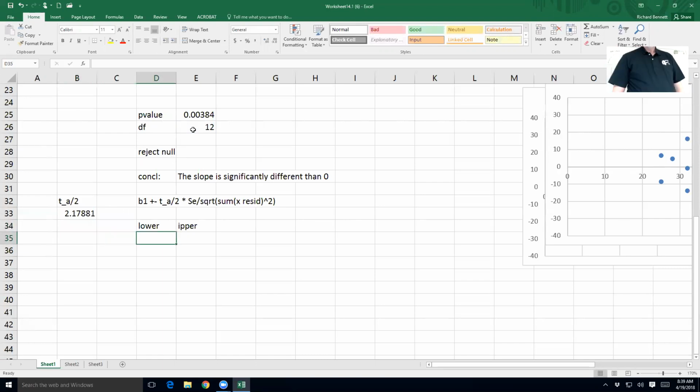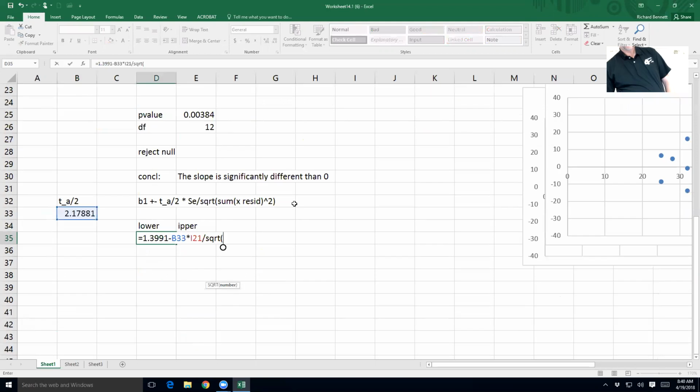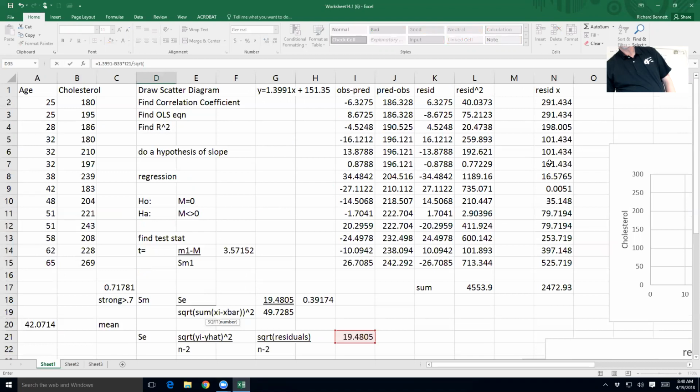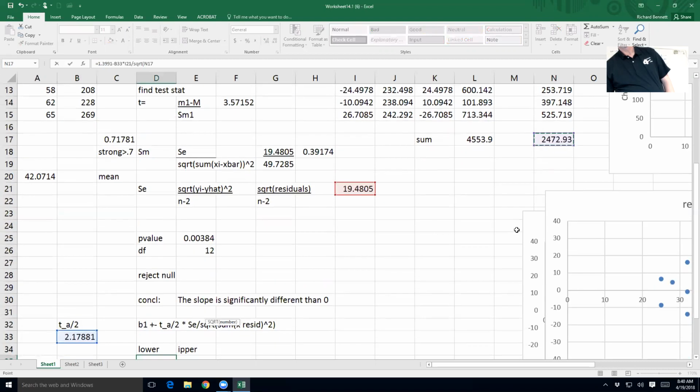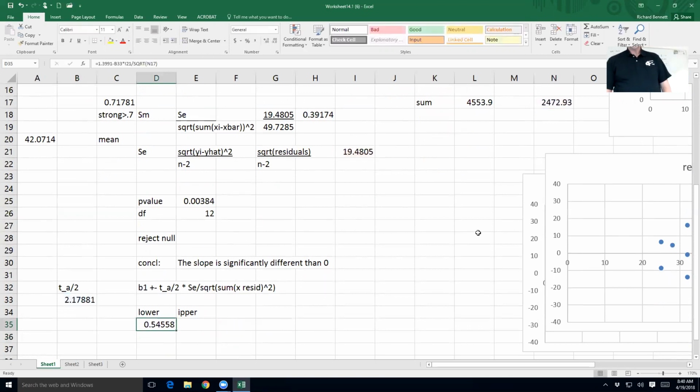Okay? So I'm going to take B1. What's B1? 1.3991. It's what I got, right? Minus t sub alpha over 2 times s sub e, which I found is right there, divided by the square root of the sum of my residuals squared, which happens to be that column. Yes, it is. That number right there. Okay, so that's my lower. Now we'll do my upper.